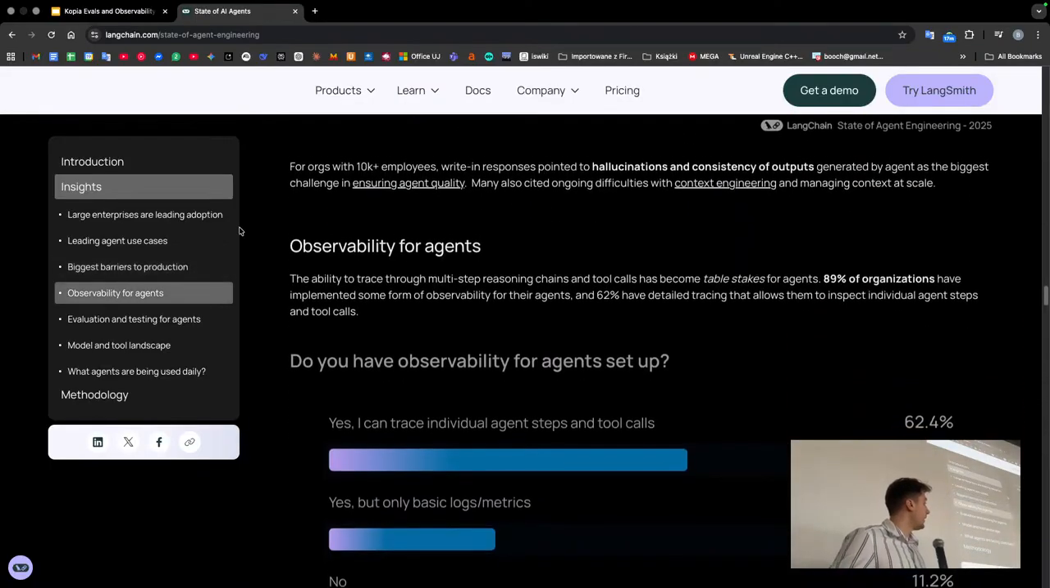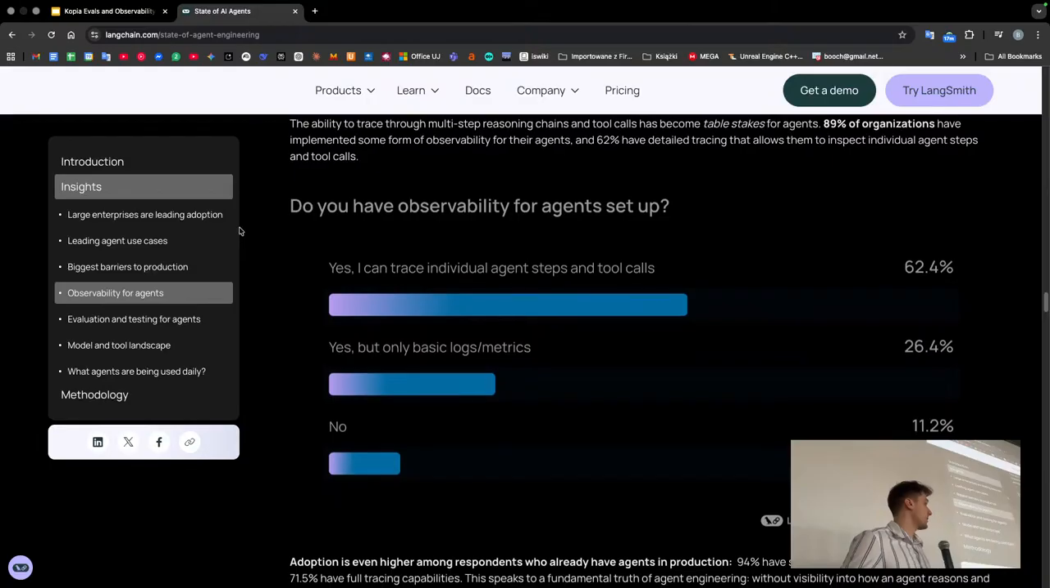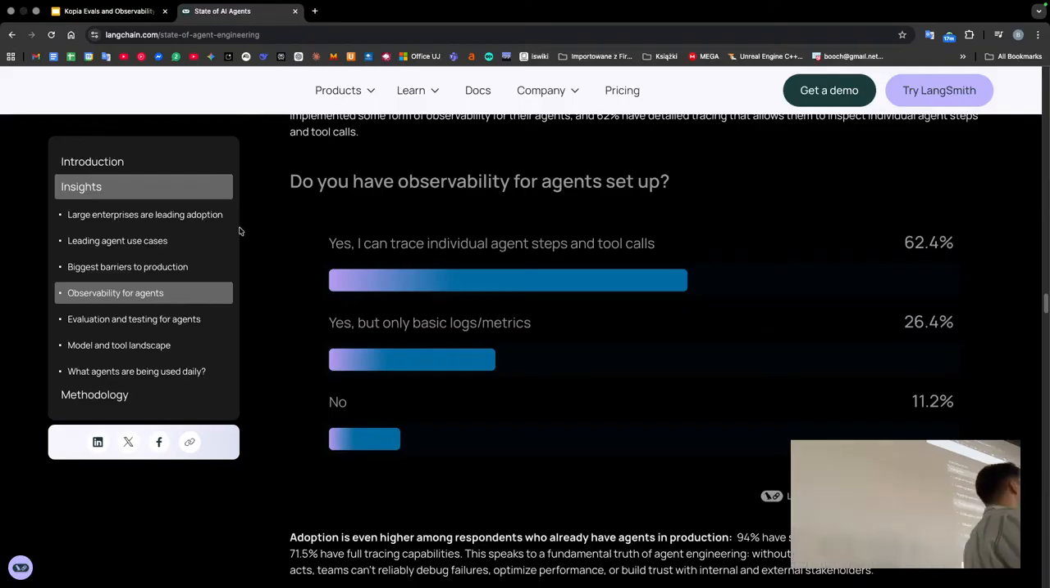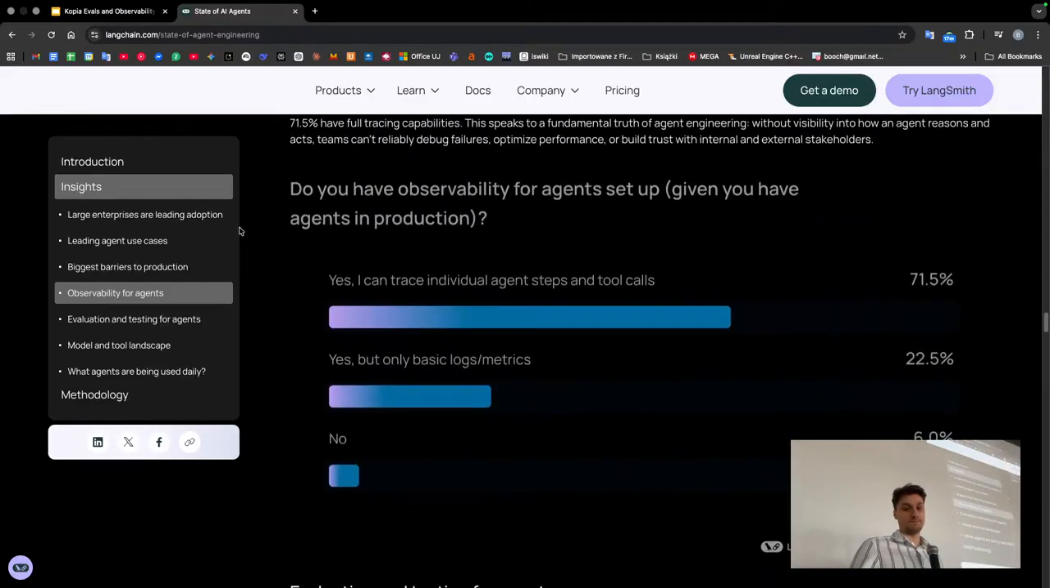Exactly. And observability is also the hot thing in the table. Basically, as you see, it's used in 62%. But only for the basic things, only basic logic and metrics. It's only one quarter. And now it's 10%. I think after our previous presentation, we showed you why it's not a good idea.